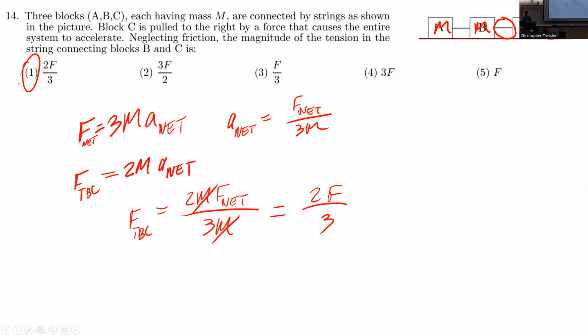So hopefully that makes sense. I wanted to show both of those scenarios so that you guys can see how you take one concept and apply it to a problem just a little bit different. Yes, that's the force of tension in the rope that is between B and C.